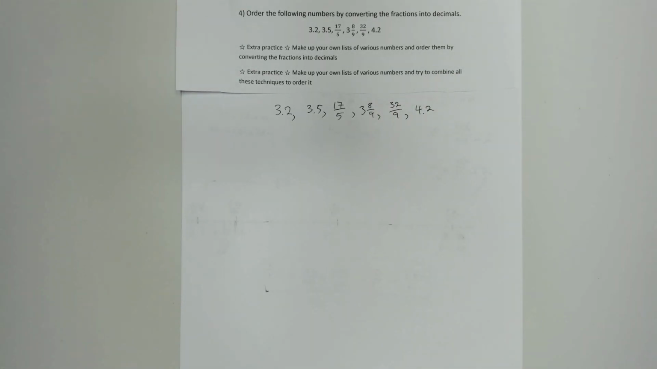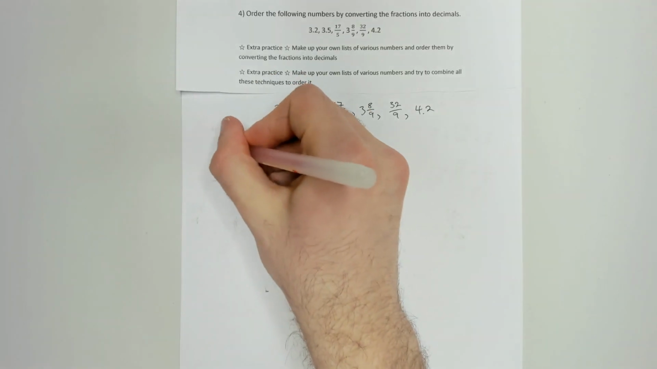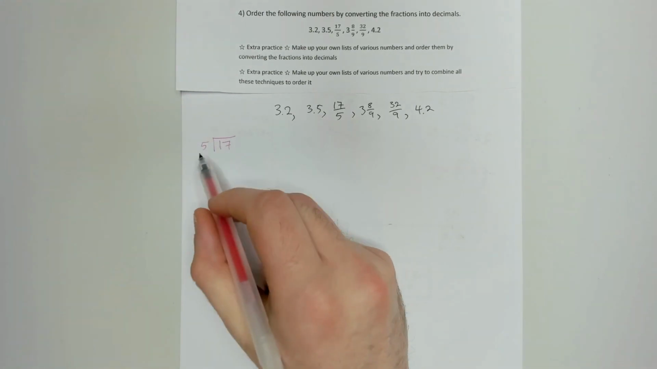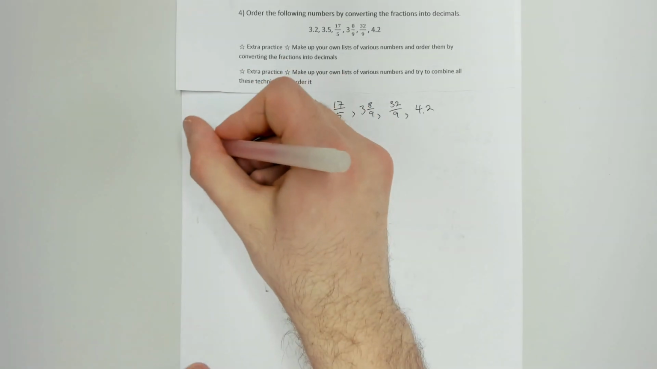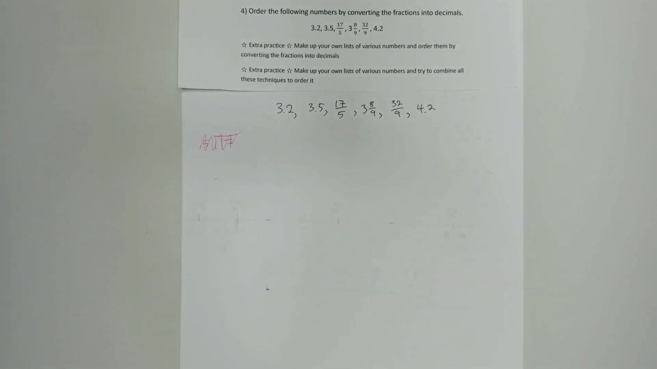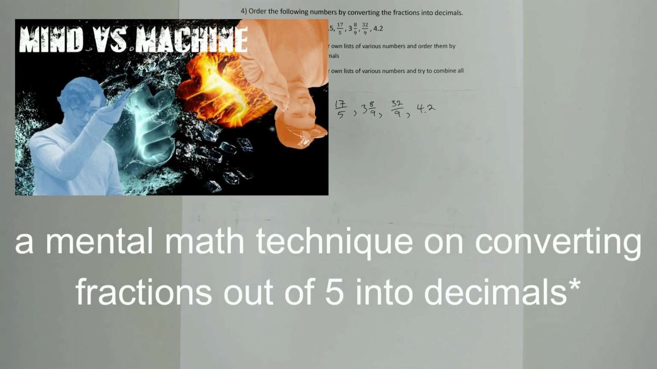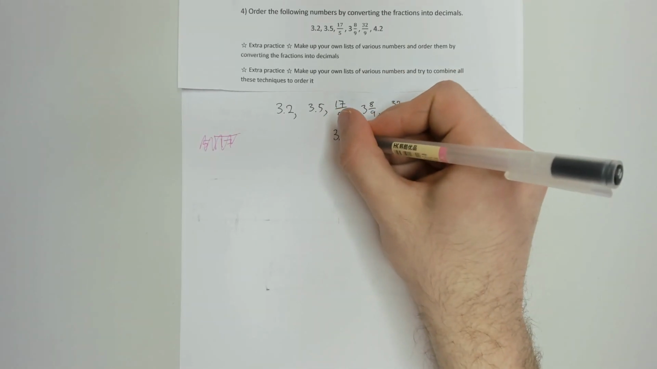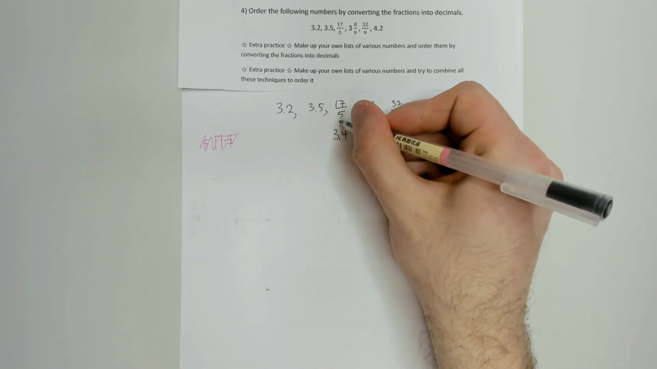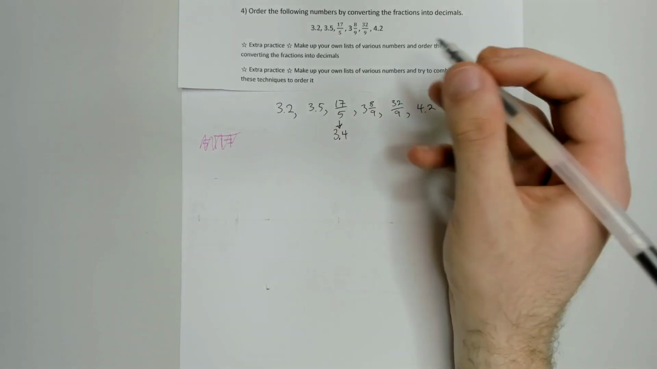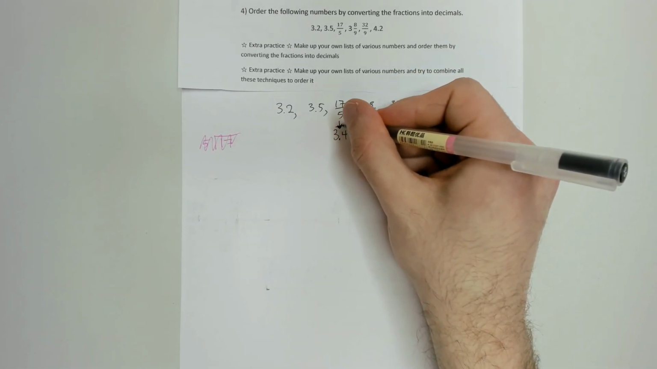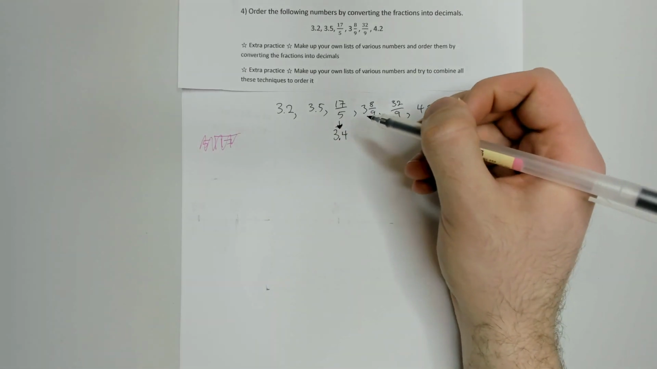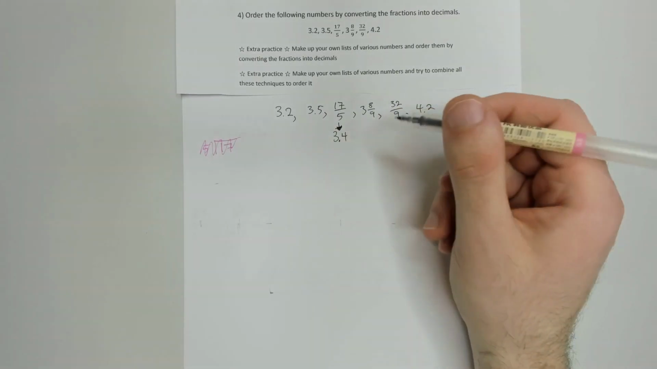Okay, so let's start with the 17/5. To make that a decimal, we just do some long division, right? So we could do long division. However, if you recall from a previous video, I actually did a whole mental math technique on doing 17/5. So that is just going to be 3.4. And if you don't know the mental math technique, I would strongly recommend you go check out that video because it's really interesting and really useful because you can just do this immediately in your head. So I'll link that in the description of this video.